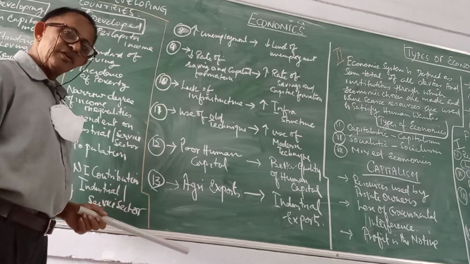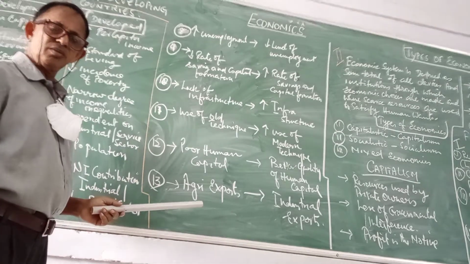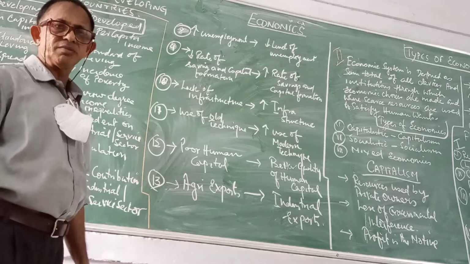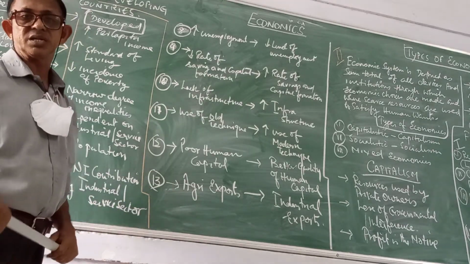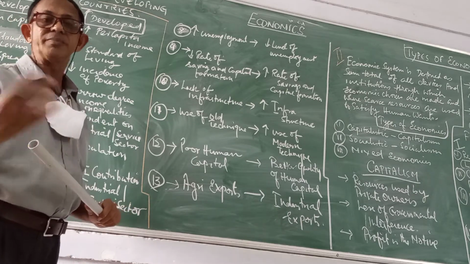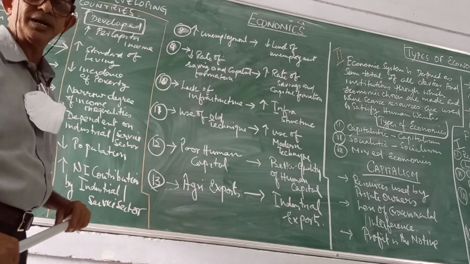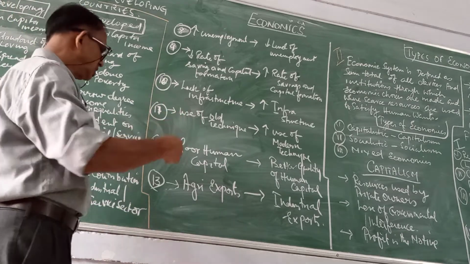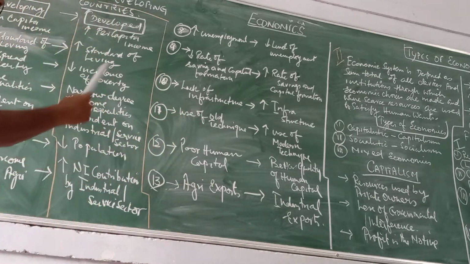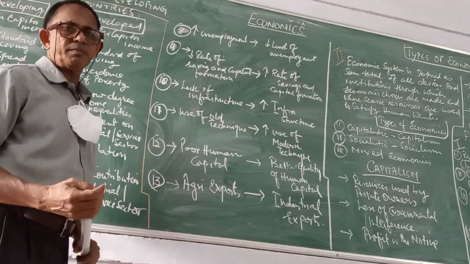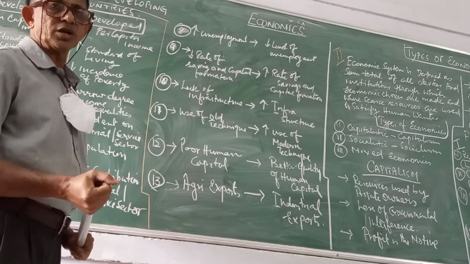Then developing countries depend majorly on agricultural export, whereas developed countries depend on industrial and service exports. So these are the 13 very crystal clear features of developing and developed countries. This is a very important part of this topic, so please be thorough with these 13 points.